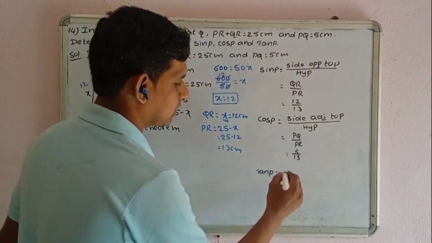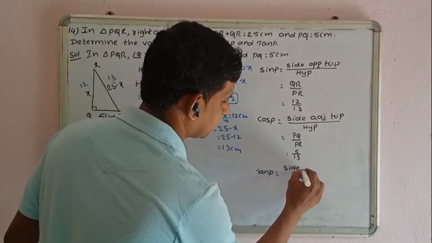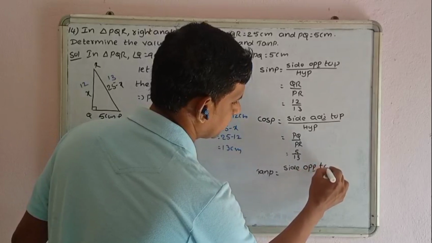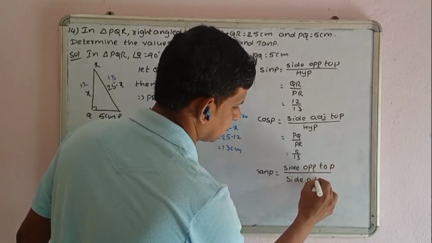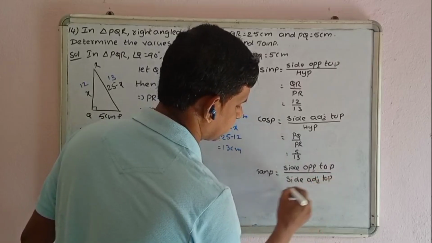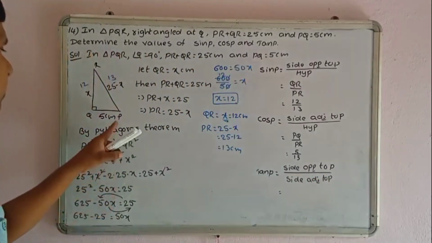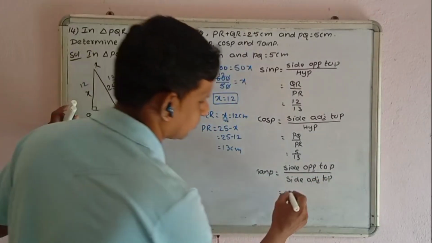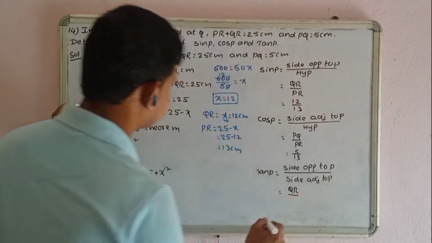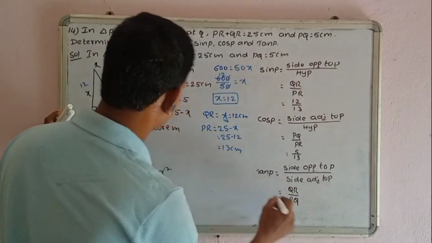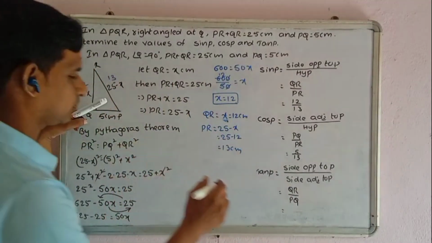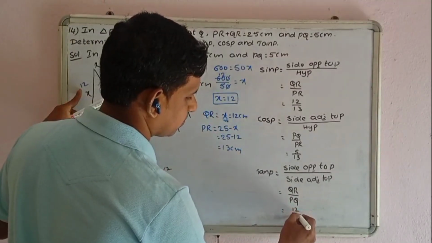Next, the last one is tan P. Tan P means what? Side opposite to P by side adjacent to P. Side opposite to P is QR. Side adjacent to P is PQ. QR value how much? QR value 12. PQ value 5.